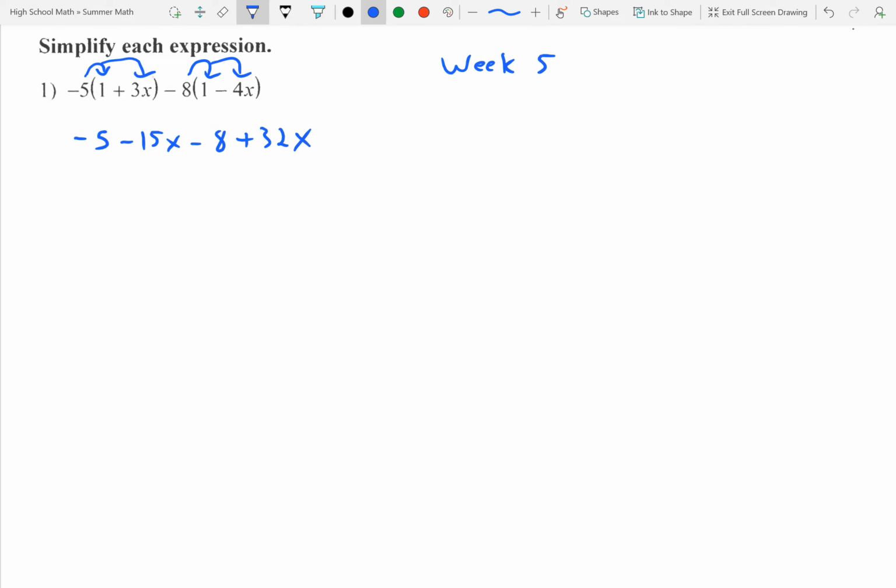Combining like terms, minus 15 plus 32 will be a plus 17x, minus 5, subtract 8 will be a minus 13.